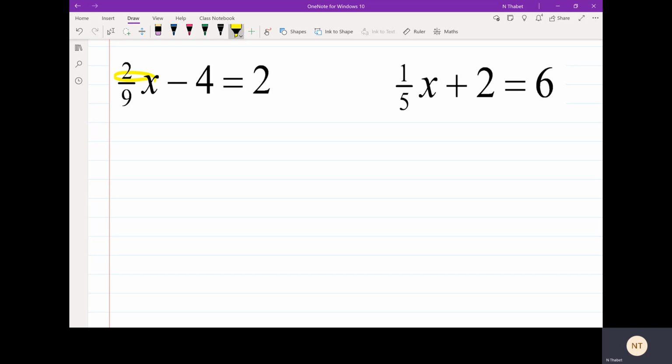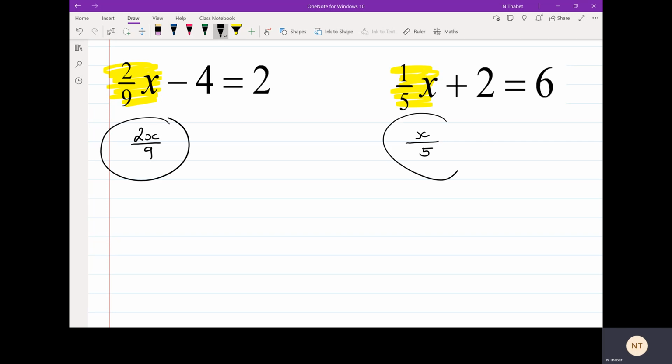This says 2 over 9x, and it could have been written as 2x over 9. It actually means exactly the same thing. 2 times x over 9 is the same as 2/9 times x. And this 1/5 x is the same as 1x over 5. And of course, 1x just means, or could mean, x over 5. So if you see something like that, don't be put off. You can rewrite it like this.